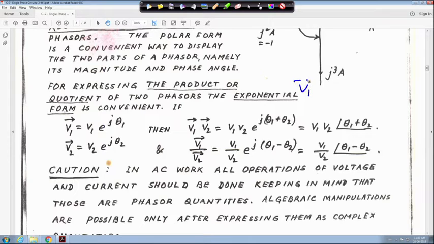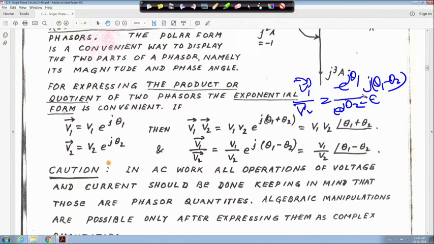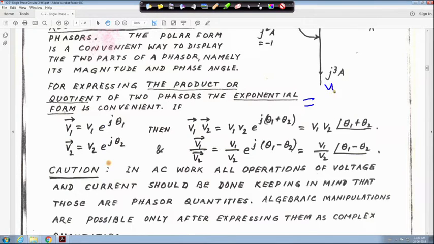Similarly, V1 by V2: that is V1 e to the power j theta 1 by V2 e to the power j theta 2. It is division, so e to the power j theta 1 minus theta 2. That means this is equal to V1 by V2 e to the power j theta 1 minus theta 2, which is what is written here. And again, for angle theta 1 minus theta 2, it will be V1 upon V2 in brackets cosine of theta 1 minus theta 2 plus j into sine of theta 1 minus theta 2.